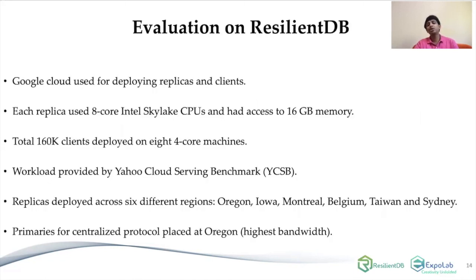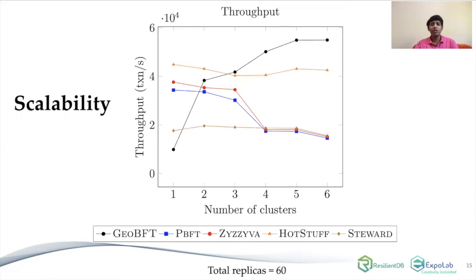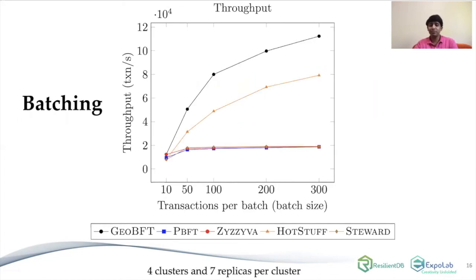So we evaluated GeoBFT on ResilientDB, and we did it across 6 different locations with 160,000 clients. And here are the results. As you can see, GeoBFT clearly outperforms existing protocols. In fact, it achieves 1.3 times higher performance than HotStuff and 3.1 times higher performance than PBFT.